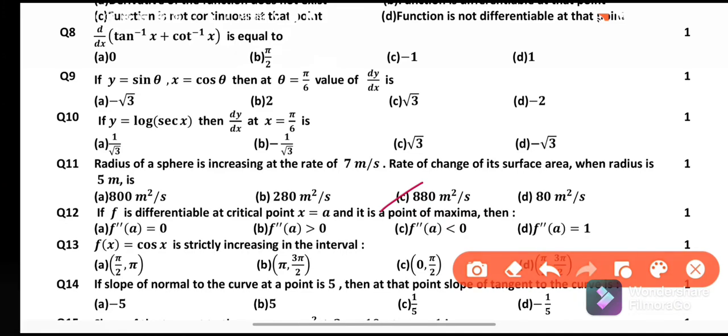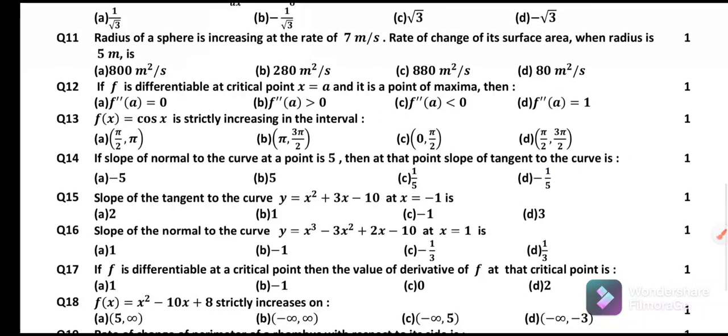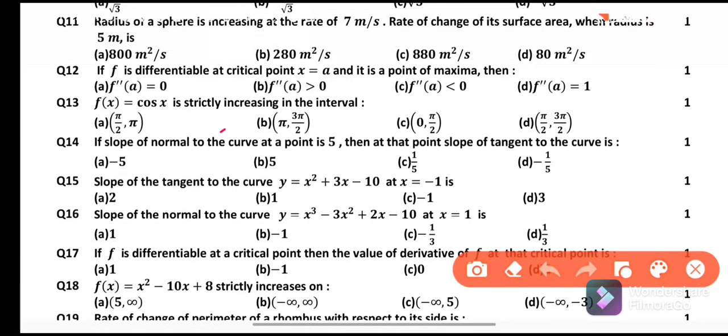Next, if f is differentiable at critical point x is equal to a and it is a point of maxima. Now at point of maxima, double derivative is less than 0. So answer is C option. Next question. f of x is equal to cos x is strictly increasing in the interval, B option, because in this interval cos is increasing.